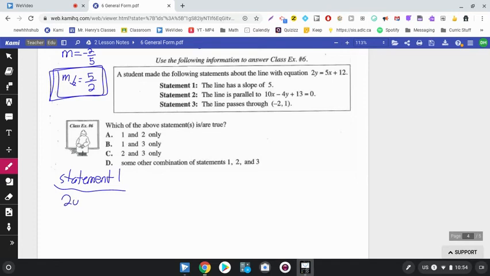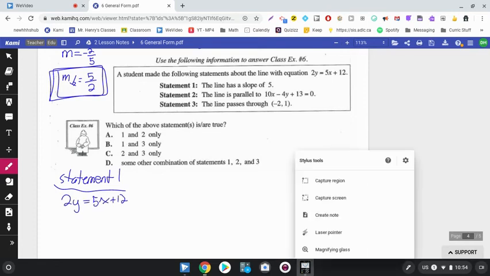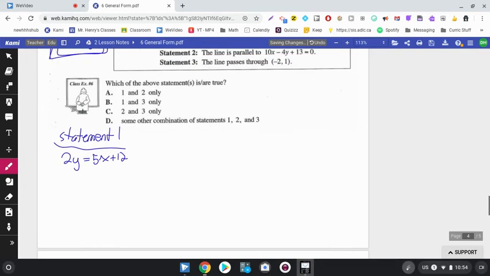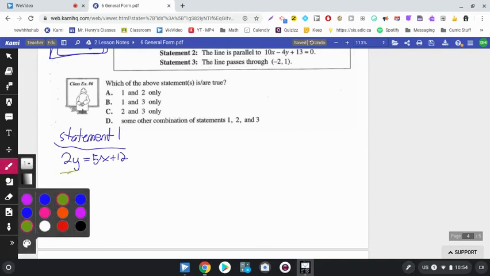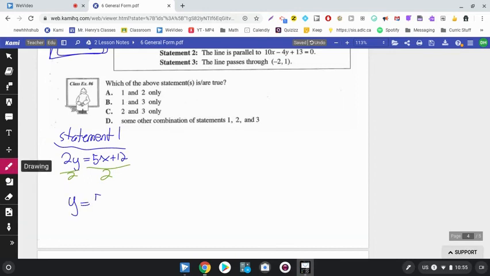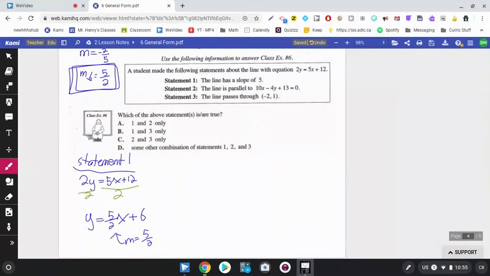If I'm going to determine the slope, I need to write it in y equals mx plus b. This is currently not in y equals mx plus b, so I need to rearrange. I divide by 2 and rearrange: y equals 5/2 x plus 6. Okay, my slope is 5/2, not 5. So statement 1 is false.